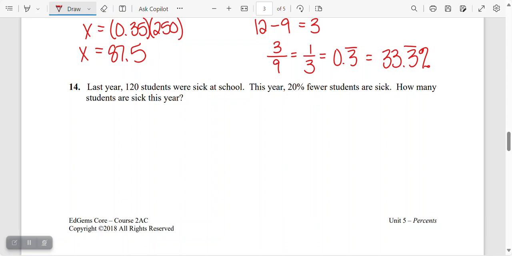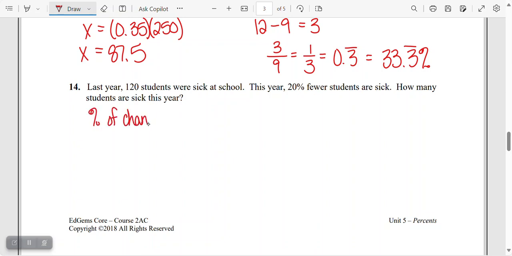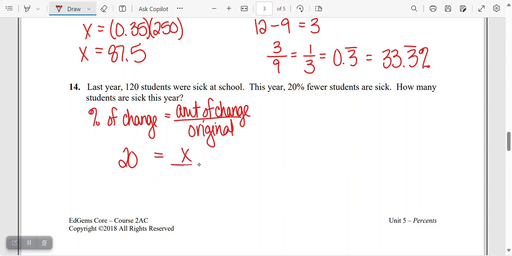So remember from this lesson that when we're calculating percent of change, and I'm going to abbreviate a little bit, we're taking the amount of change and dividing it by the original. So if we look at this like an equation, there's three parts here, and we know two of them. We know the percent of change is 20%. We don't know how much it changed by, but we do know the original number of students.